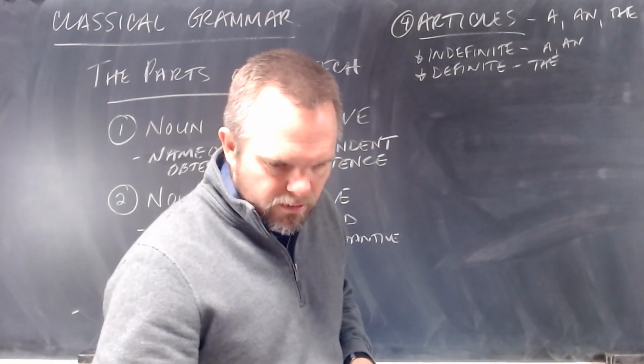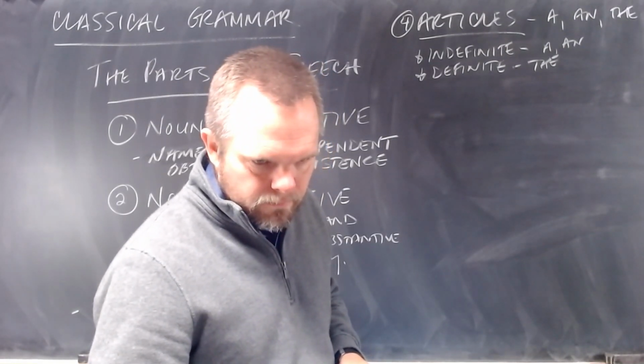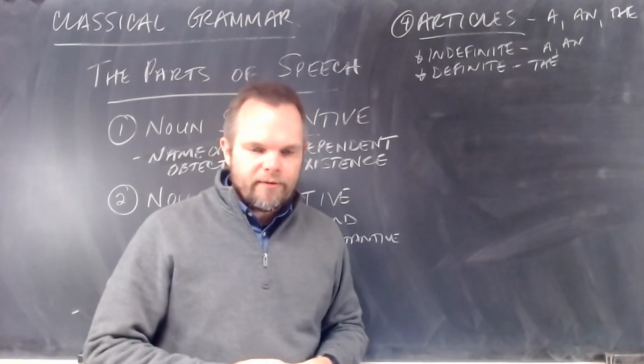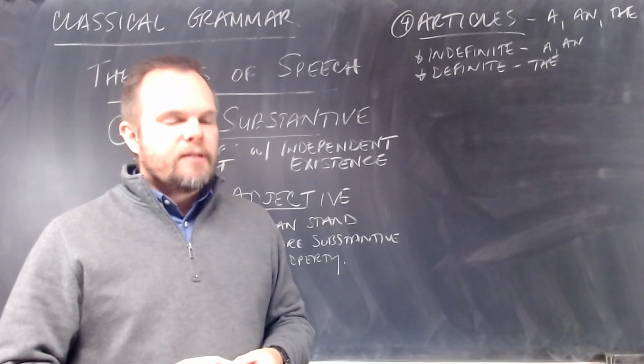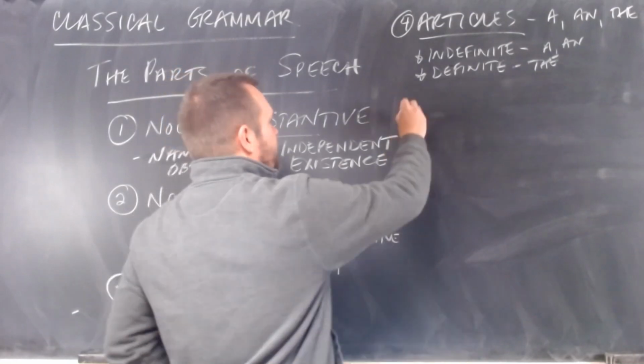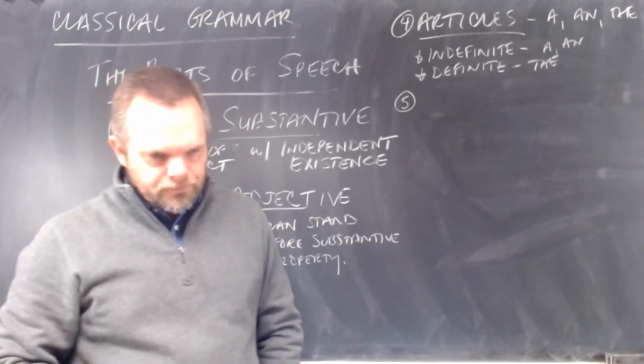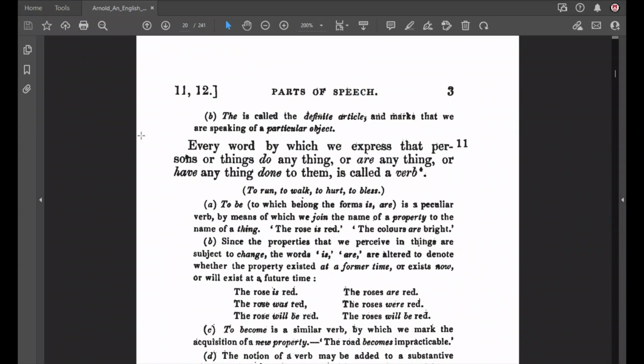The indefinite article, and if we scroll to the next page, we see the note on the definite article, marks a particular object. Then we go on to the fifth part of speech. In paragraph 11, we read, every word by which we express that persons or things do anything, are anything, or have anything done to them is called a verb.